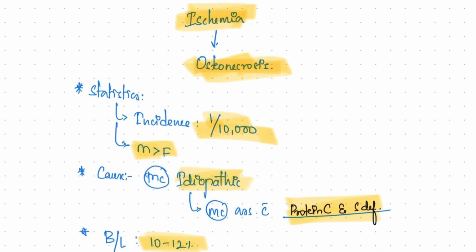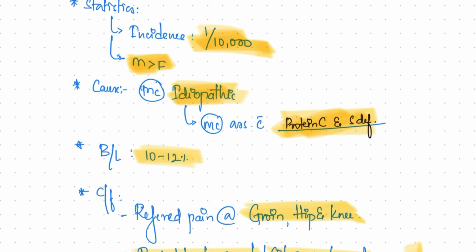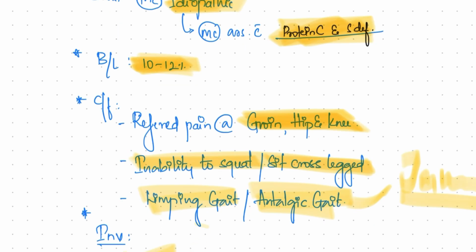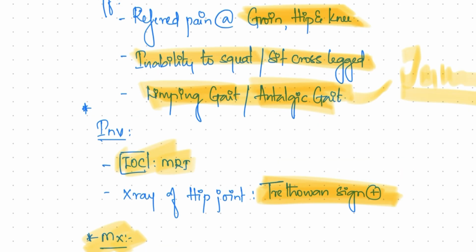Then coming to statistics, 1 in 10,000 and male preponderance. It's idiopathic but most commonly associated with protein C and S deficiency. Bilateral prevalence 10 to 12%. Then clinical features are referred pain in groin, hip and knee, inability to squat or sit cross-legged, limping gait or antalgic gait. Then investigation of choice will be MRI. Then in X-ray you are going to see Trethowan sign, and management will be done in 2 phases.